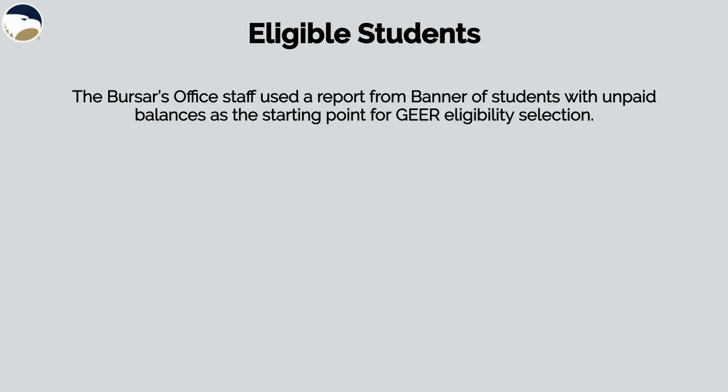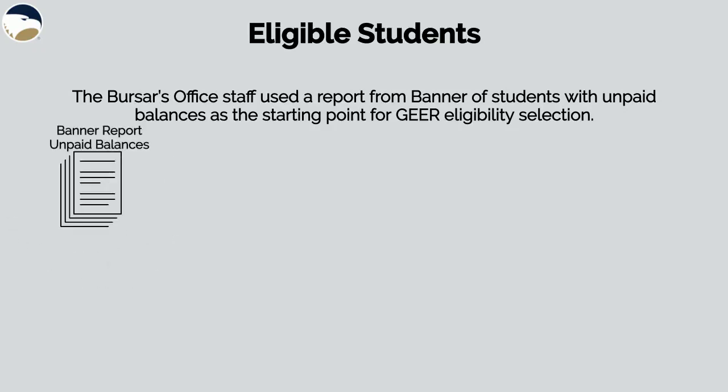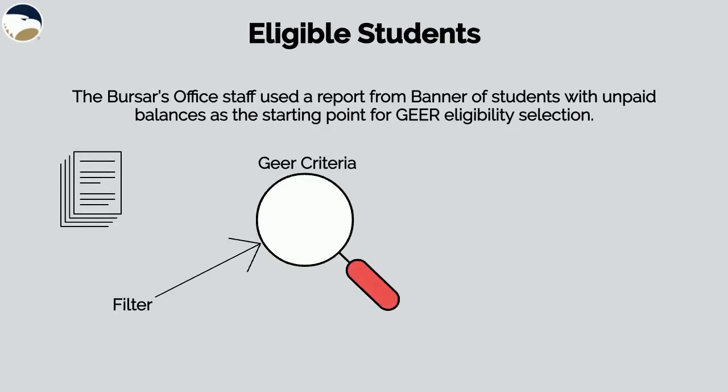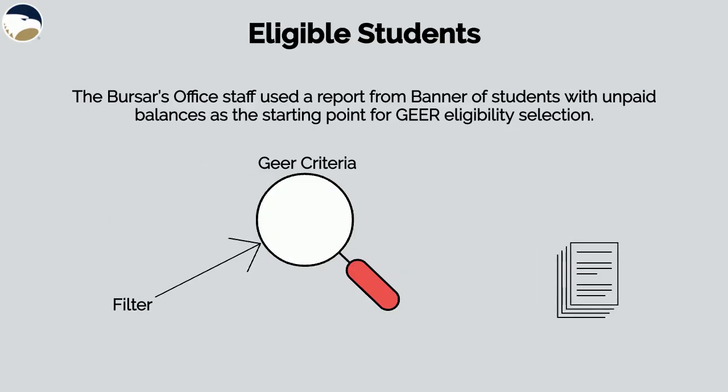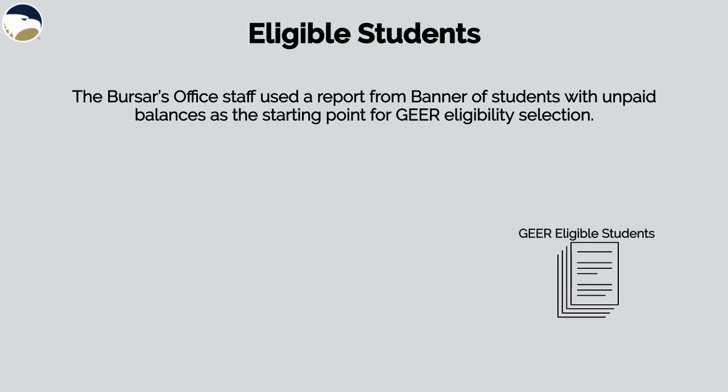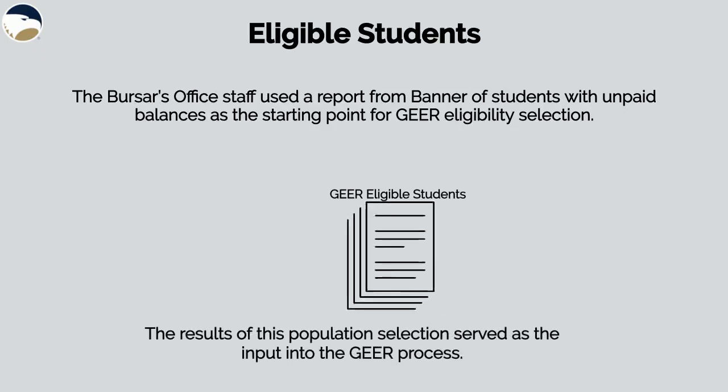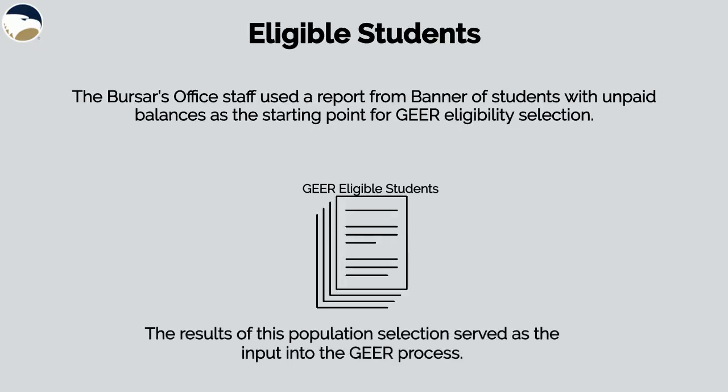The bursar's office staff used a report from Banner of students with unpaid balances as the starting point for GEER eligibility selection. By filtering that report according to GEER eligibility criteria, they were able to build a file containing the names and IDs of students eligible for GEER funding. The results of this population selection served as the input into the GEER process.